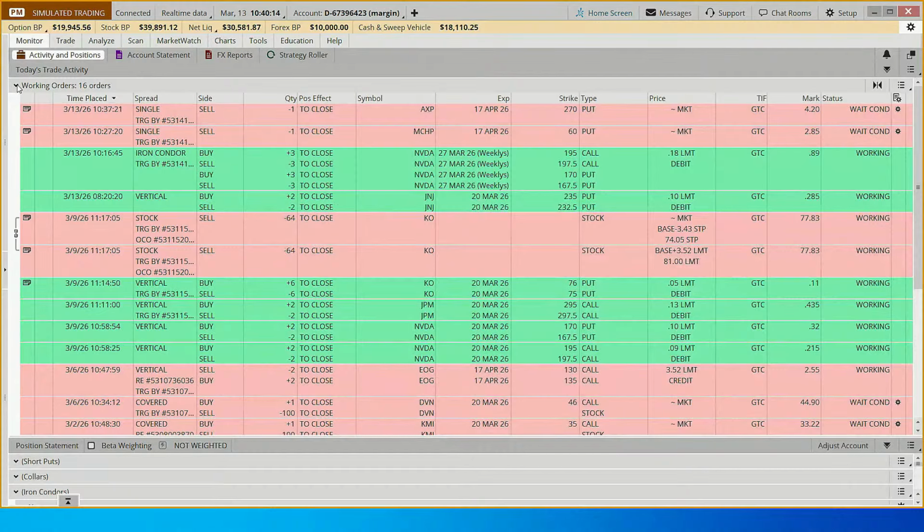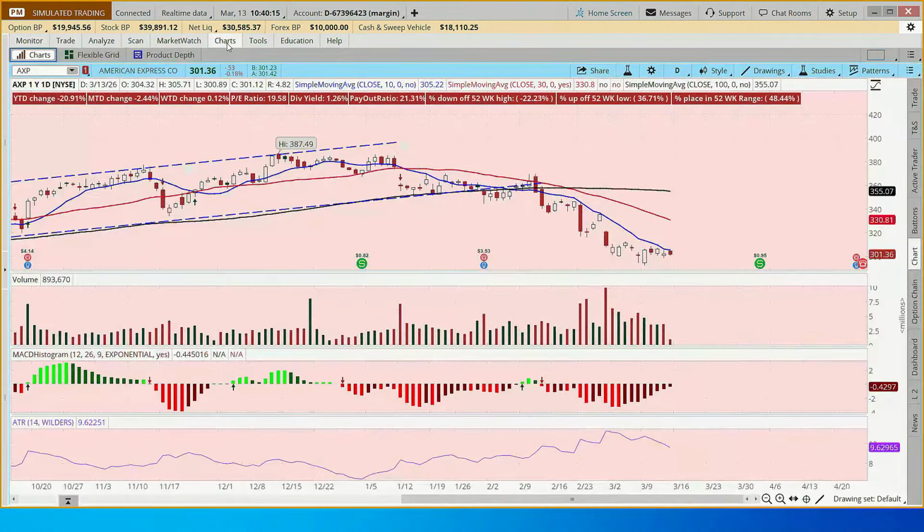Because when we look at American Express, it's trading right now at 301. So we want out if it's at 315.